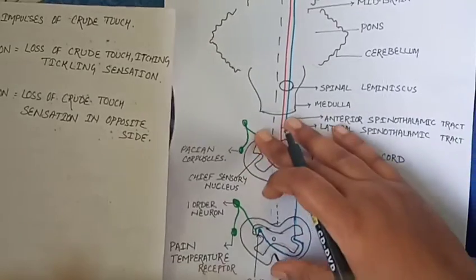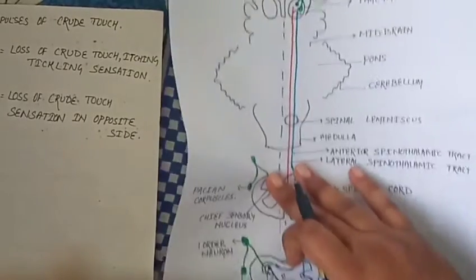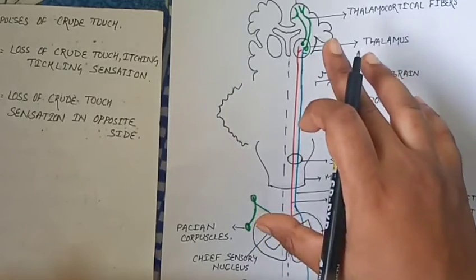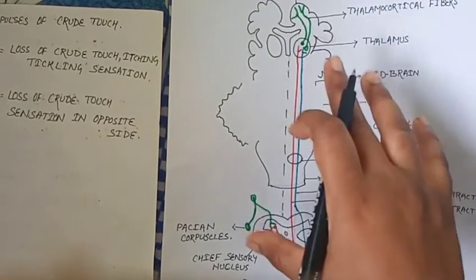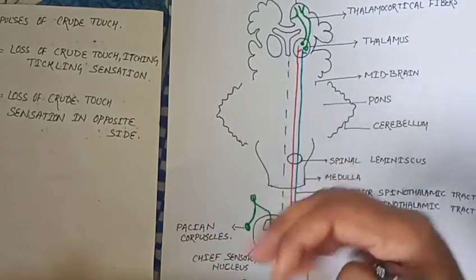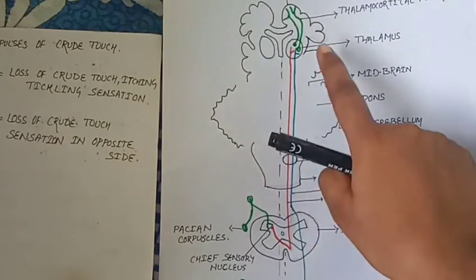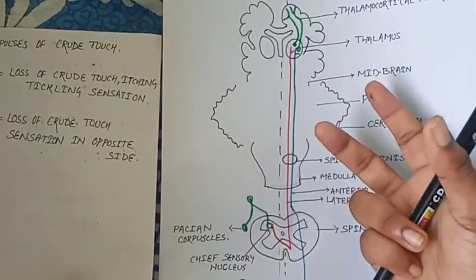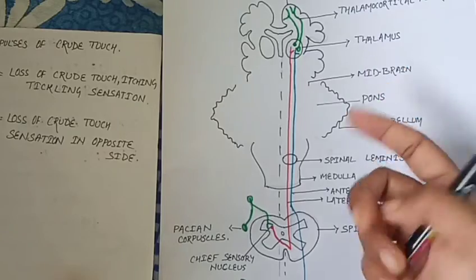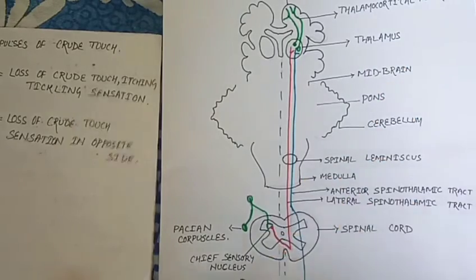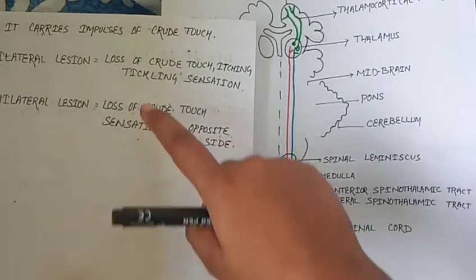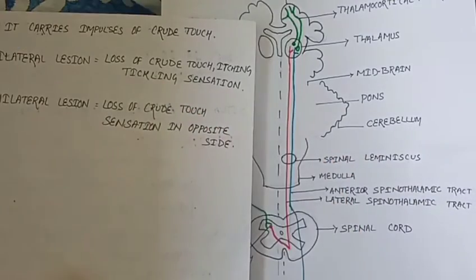So in this way we discussed the sensory pathway of the spinothalamic fibers. I hope you understood the termination, the course, and the function. Crude touch is the main function, and we discussed what happens when a lesion occurs in the two cases. Thank you.